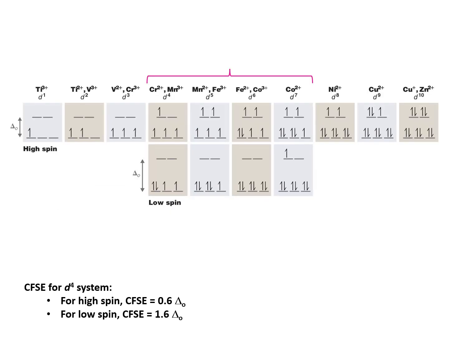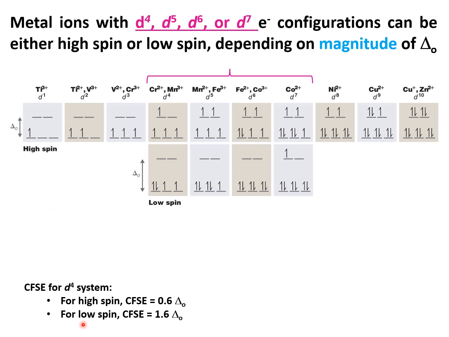Then CFSE. Based on the spectrochemical series, we can predict whether we will end up with high spin or low spin complexes based on the arrangement of the electronic configuration, starting from d1 to d10. So metal ions with d4, d5, d6 or d7 can be either high spin or low spin depending on the magnitude of delta naught.